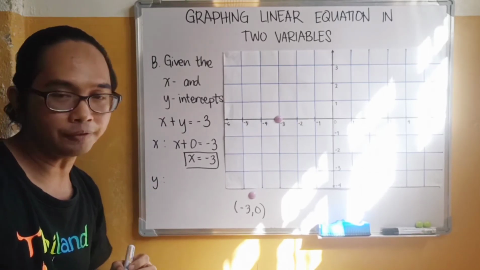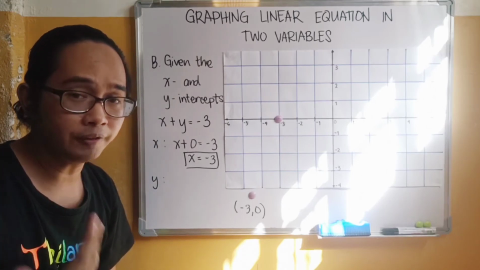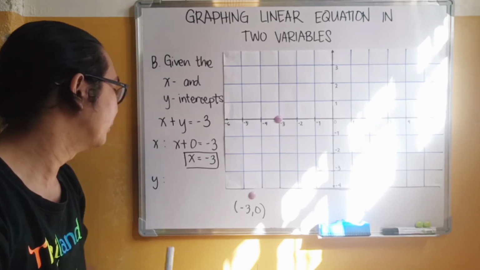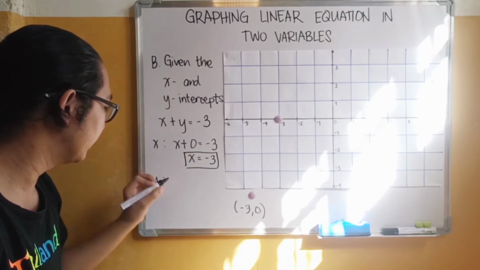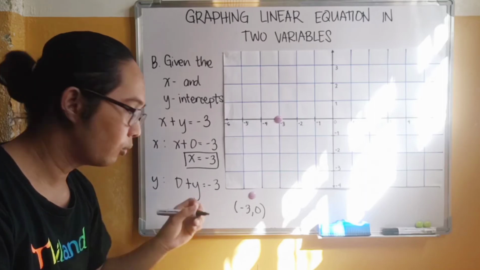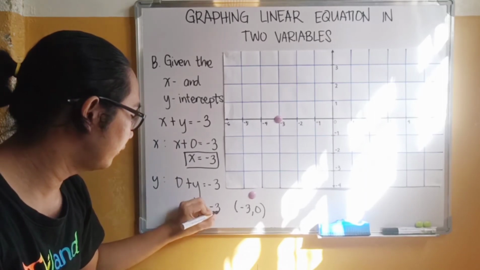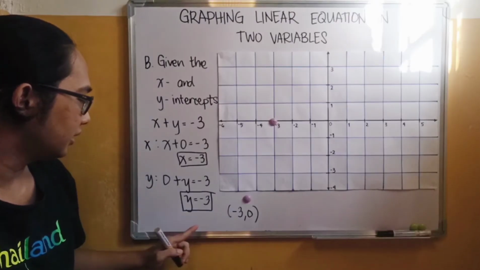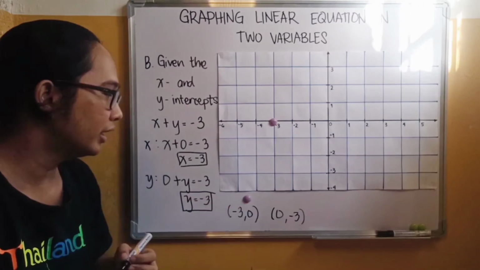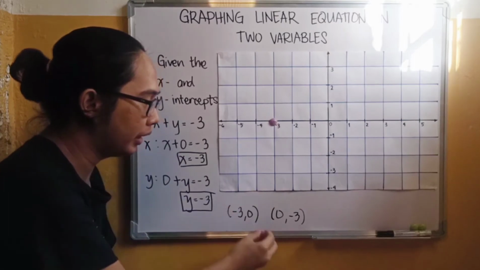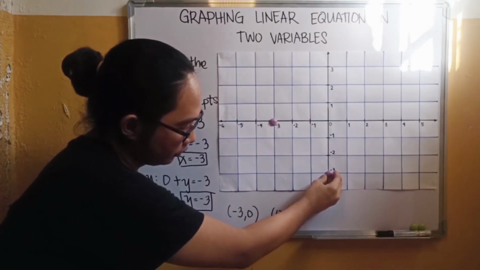If we are looking for the y-intercept, the value of x must be 0. So, it will become 0 plus y equals negative 3. 0 plus y is y equals negative 3. This gives us the point (0, negative 3). Let's plot this on our Cartesian plane. So, it is on this part.